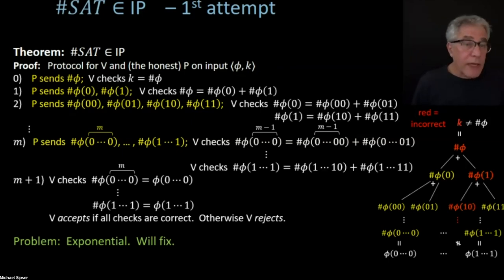So I'm getting one question here. Why is this any better than just checking all possible assignments without a prover? You know, it isn't. The only reason I'm doing this is to get us ready for the arithmetized protocol, where we have non-Boolean values coming in.